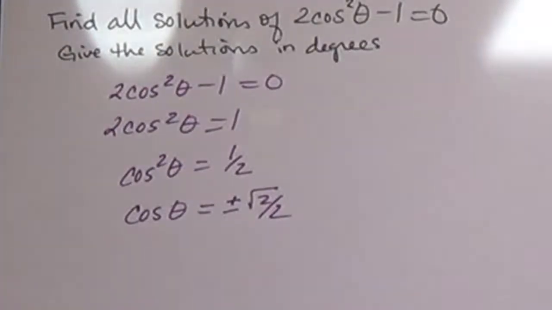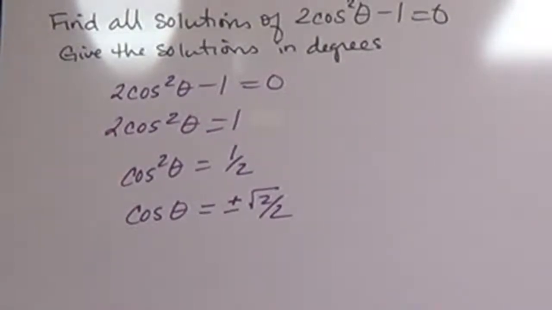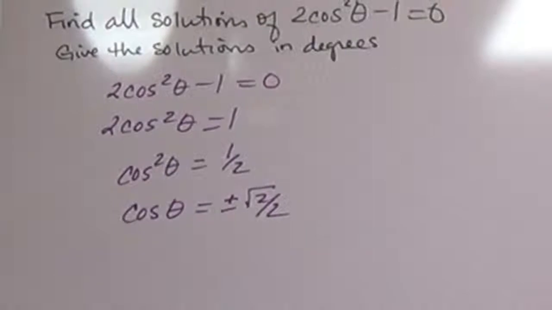So isolating our trig function, we see that we end up with cosine of theta equaling plus or minus the square root of 2 over 2. And so we can separate this into two equations now, cosine of theta equaling the positive value and cosine of theta equaling the negative value. At this point, we're going to do the same thing now that we've isolated our trig value. We want to use the inverse cosine to isolate the angle theta.